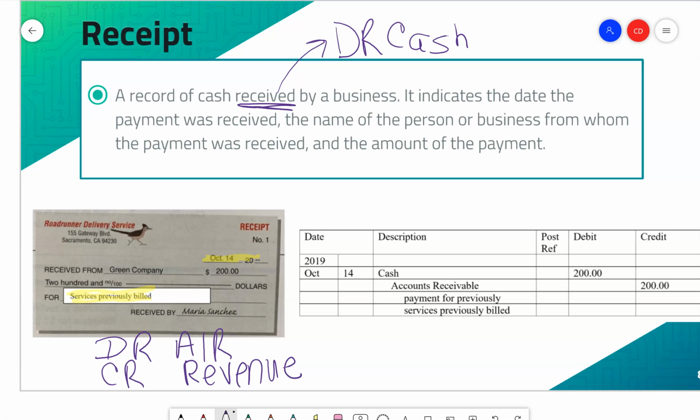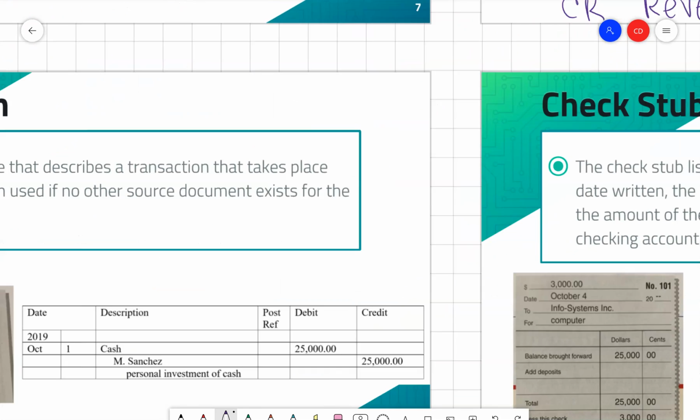So they are now paying us. What do we need to do? Well, we don't do anything with revenue because we already recorded that revenue. We already recognized that we earned it. They're paying us in cash, so we're going to be debiting cash. And they're paying off a debt they owe us, so we're going to credit accounts receivable. And again, remember that we're indenting and then recording a description. So that is a receipt of cash.